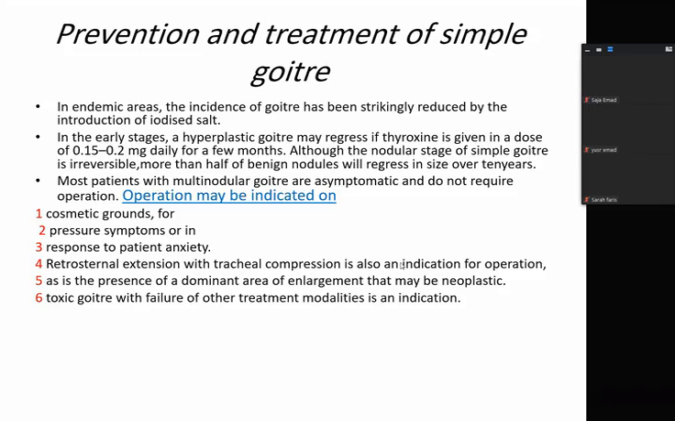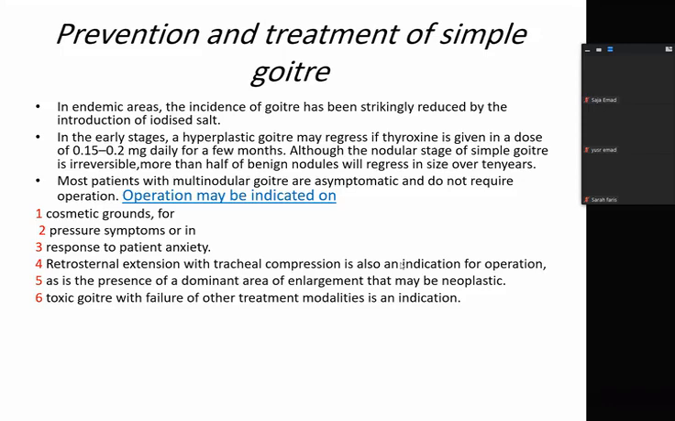The nodular stage of simple goiter is irreversible. More than half of benign nodules will regress over 10 years in progress. Most patients with multinodular goiter are asymptomatic and do not require operation. Indications for operation: either cosmetic, pressure symptoms, patient anxiety, meaning patient wishes, retrosternal extension, which we will see. Tracheal compression is an indication for operation. Macro, there is no place for medical treatment. With the presence of a dominant area that may lead to a high risk of neoplasia, toxic goiter with failure of other modalities of treatment.